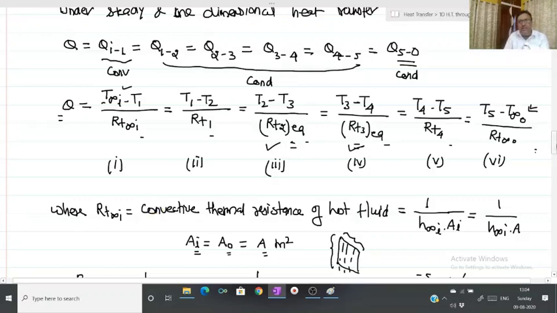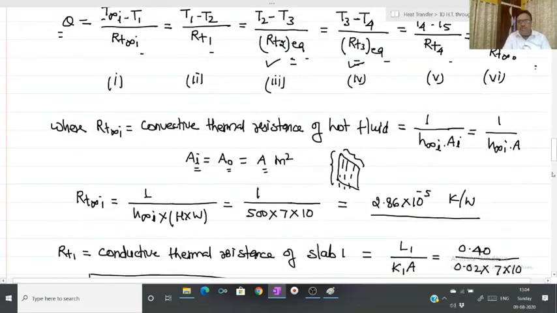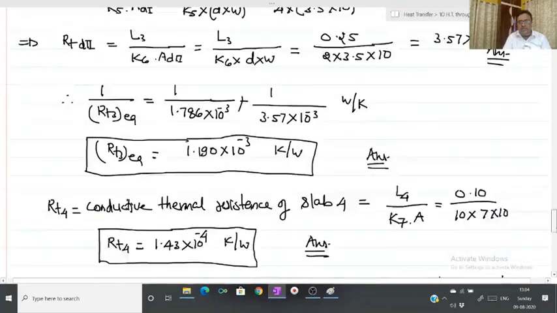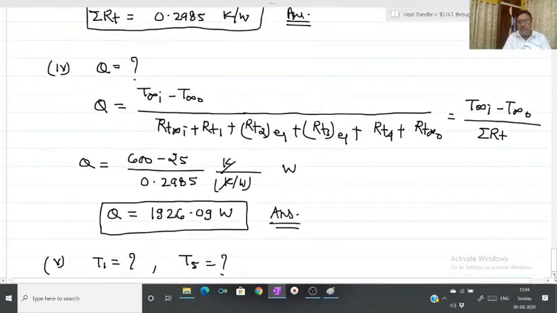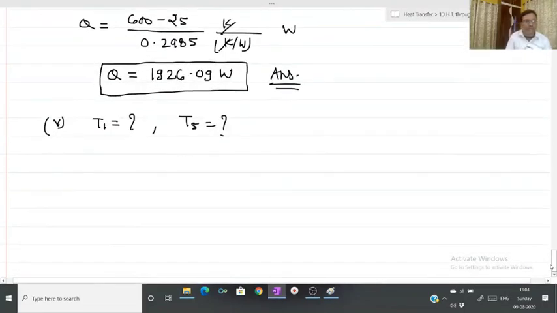Similarly, here equation number 6. Here T infinity O is known to me, RT infinity O is known to me, T5 is to be calculated and the value of Q is known to me. So recalling equation 6 is going to help me. So let us solve this problem to find out the value of T1 and T5.